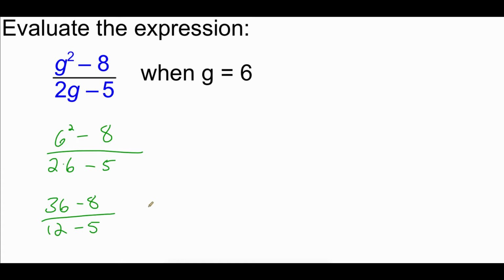If we do the subtraction on top, 36 minus 8 is 28. And if we do the subtraction on bottom, 12 minus 5 is 7. 28 divided by 7 works out nicely. That gives us an answer of 4.